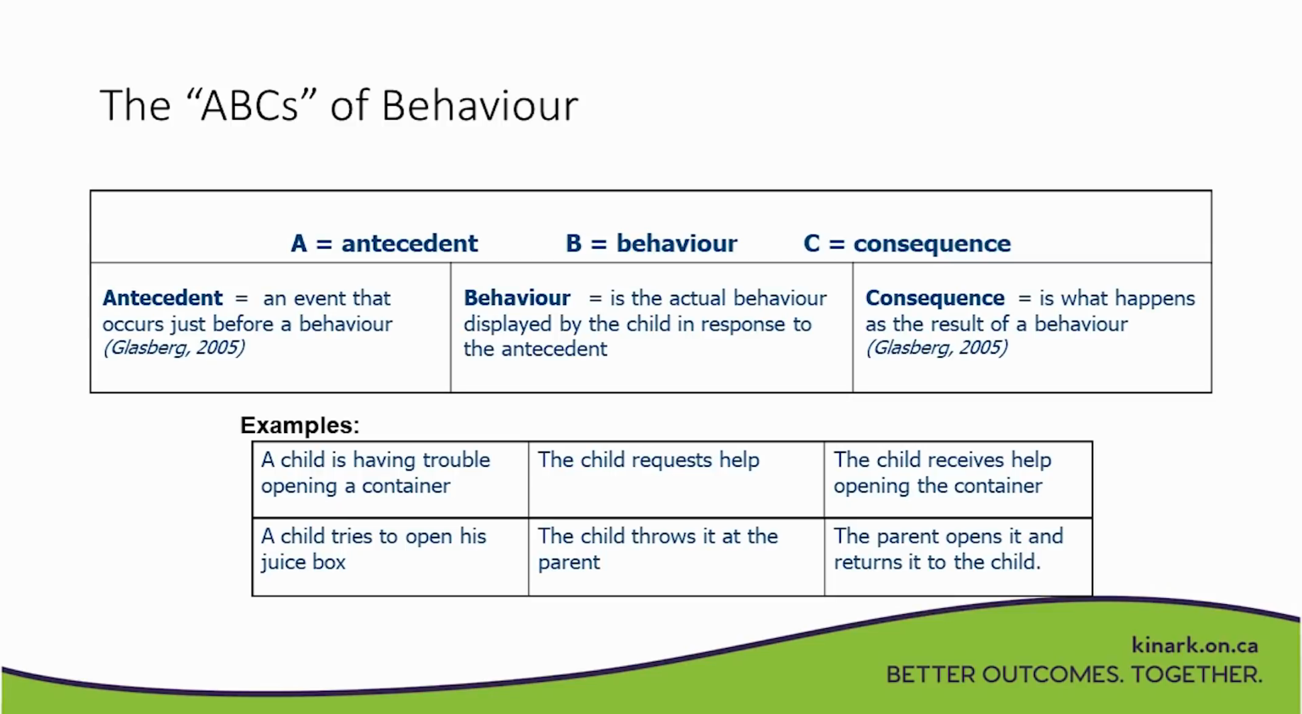In both examples, the child has received what they want by performing a certain behavior. The child in the first example will likely learn from this interaction that if he needs help, he can ask for help and receive it. The child in the second example will likely learn from the interaction that if she needs help, she can throw the item at her parent and she will receive help.